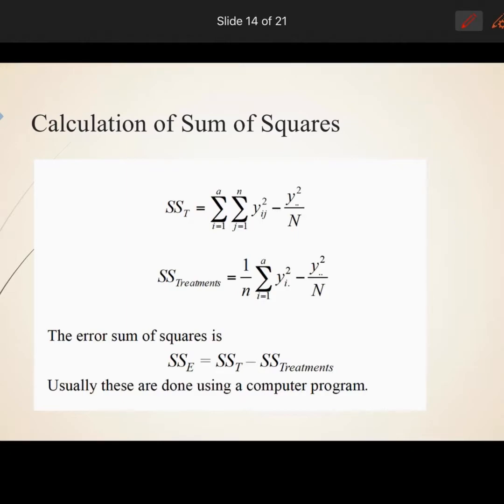So this is how you'll have to calculate sum of squares here. Again, you can follow up on how they have derived this in the textbook. It's just simple algebraic manipulation. But most of the time we won't be doing these calculations by hand. We would almost always be using computer software to do this analysis for us, because it's just very tedious to do these calculations by hand.